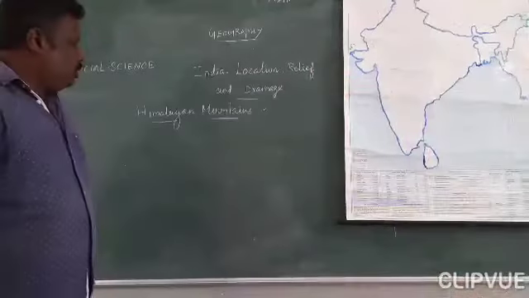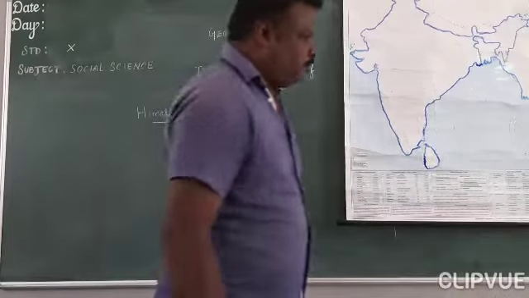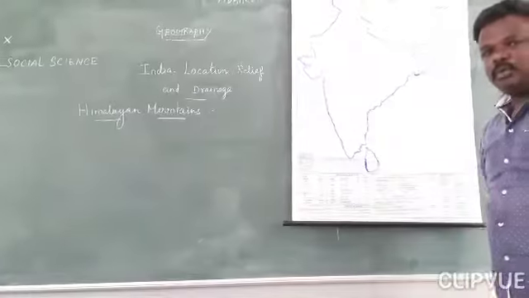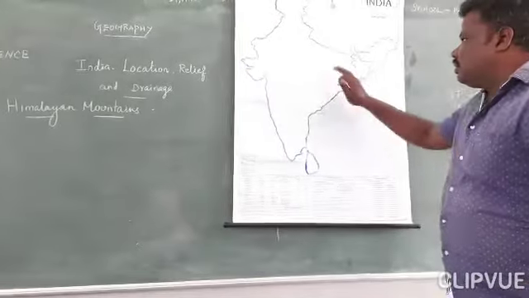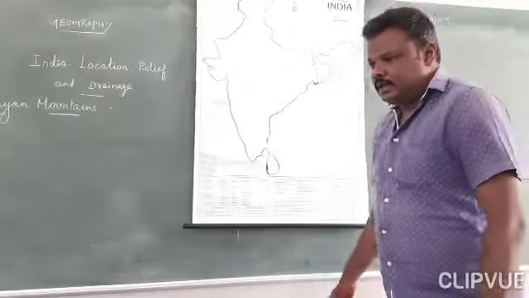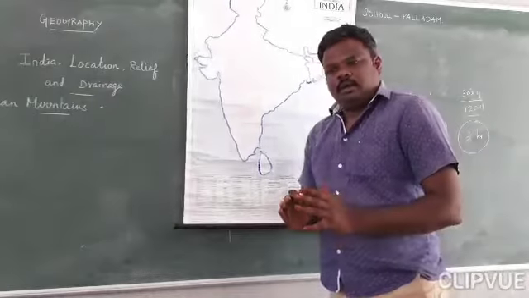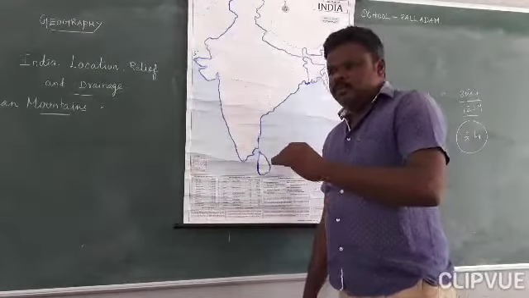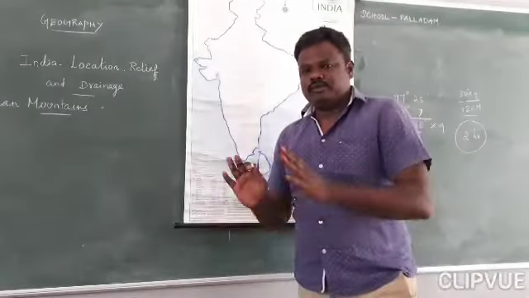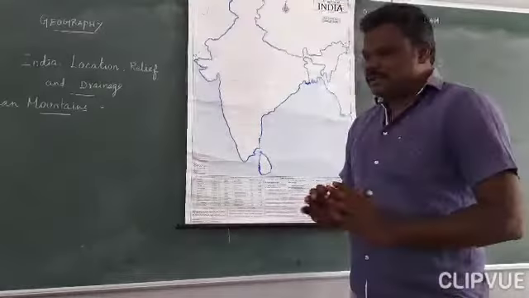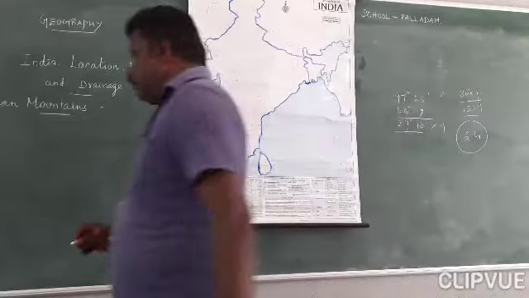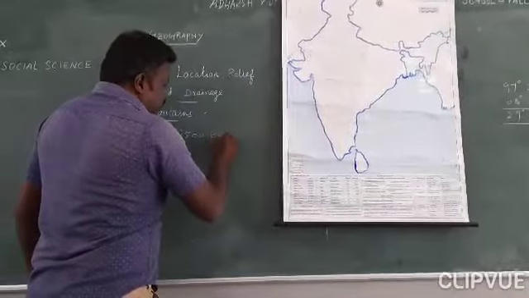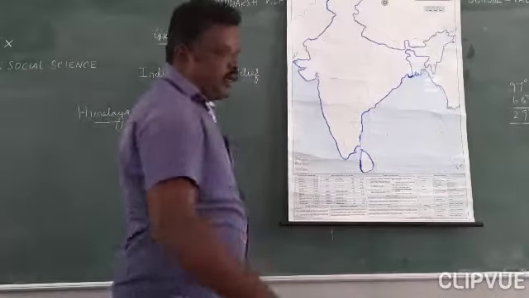Himalayan mountains. So the Himalayas, we saw already. The Himalayas are a natural boundary of our country. This Himalayas we call the youngest folded mountain, because it was formed just a few million years ago. You see, it stretches about 2,500 kilometers. Where to where?